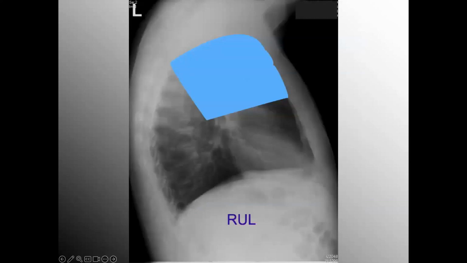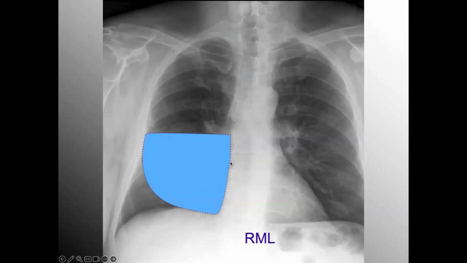So once again, right upper, we get to the right middle because it butts up against the right anterior cardiac border.